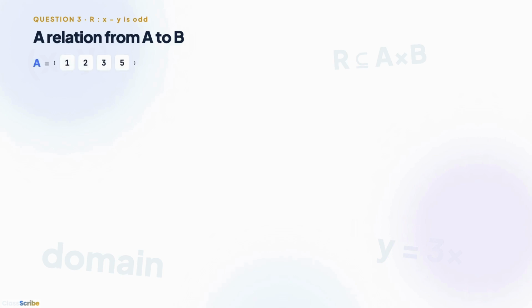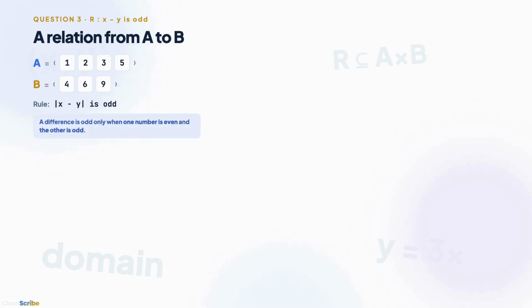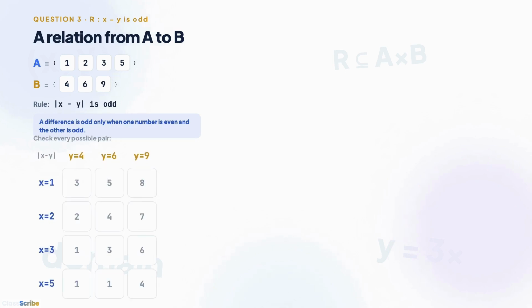We are given A equals {1, 2, 3, 5} and B equals {4, 6, 9}. A relation is defined such that the difference between x and y is odd. An odd difference is obtained only when one number is even and the other is odd. So compare each element carefully. The number 1 forms valid pairs with 4 and 6 because the differences are 3 and 5, both odd. It does not pair with 9 because the difference is 8, which is even.